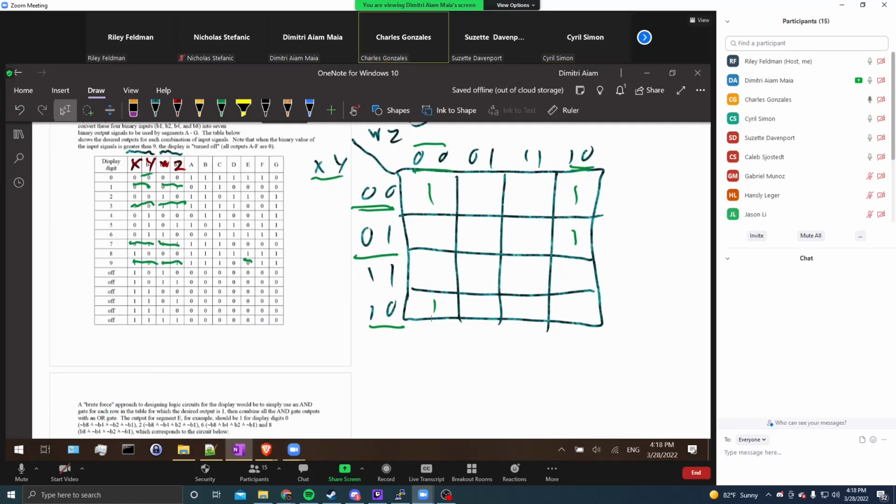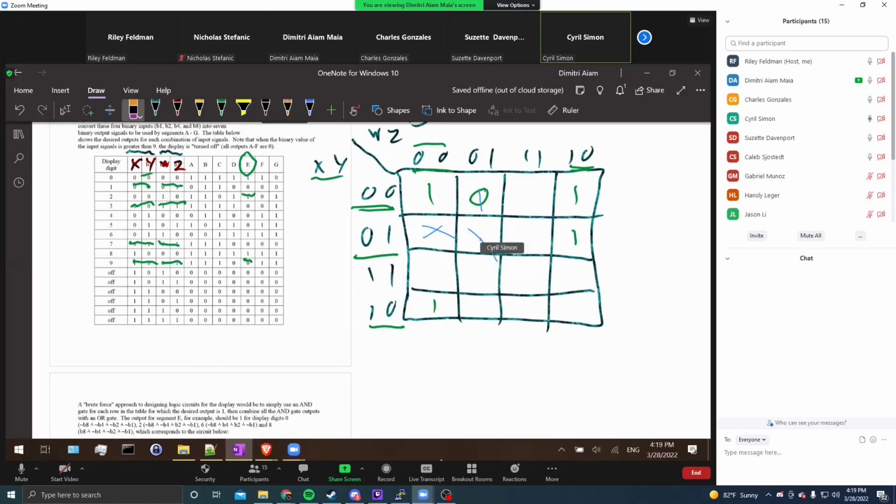Wait, so what are we putting in the table again? So I see 0, 0, 0, 1. That's a pair I see. So 0, 0, 0, 1 is over here, right? This one. Right. So we're making the E segment, okay? 0, 0, 0, 1 in the E segment is a 0. Make sense? Yes.